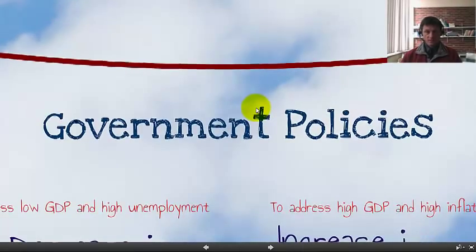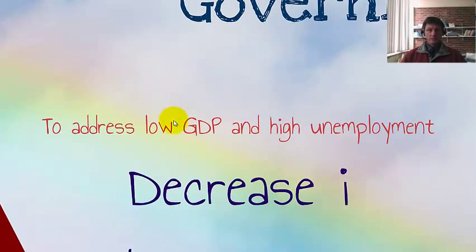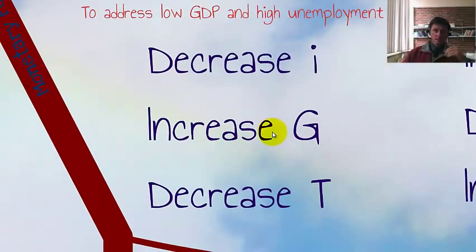Now let's look at some of the policies. So if we want to address low GDP and high unemployment, the cycle is low. Okay, they're the things that the government can do. Now, this little i is the economic term for interest rates. So the Reserve Bank can decrease interest rates, and that's part of the monetary policy. In terms of the fiscal policy, the government can increase government spending and decrease taxes, or a combination of both. It doesn't really matter. Okay, but those three policy levers can address high unemployment.